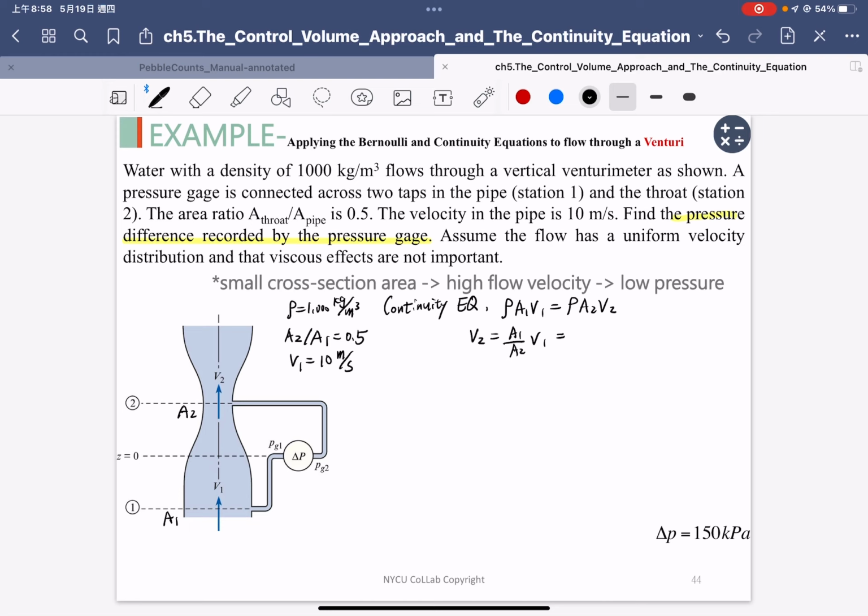As we have the ratio here, we can quickly calculate how large V2 is. A1 divided by A2, where the ratio is equal to 2, and the velocity here is 10 meters per second. So we know that the V2 velocity is 20 meters per second. So we first apply the continuity equation to understand the flow velocity at cross-section area 2. And then second, we can apply the Bernoulli equation.